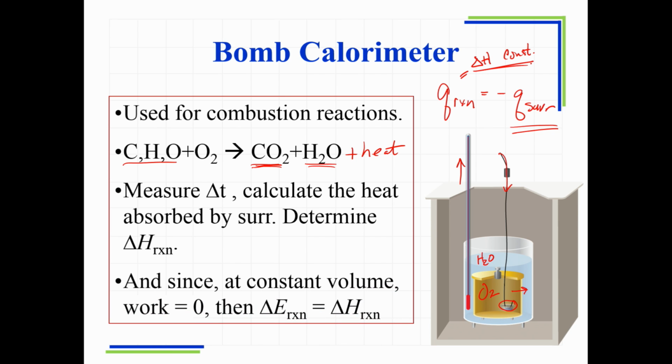What we actually obtain from this is delta E of the reaction, okay? But since there is no work, the delta E is equal to the delta H. Remember, delta E equals Q plus W. And since we can't change the volume inside of there, the work term is 0, so we are getting the delta H of the reaction when we do the bomb calorimetry. So that is the components of that calorimeter.